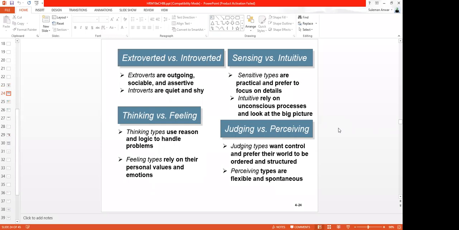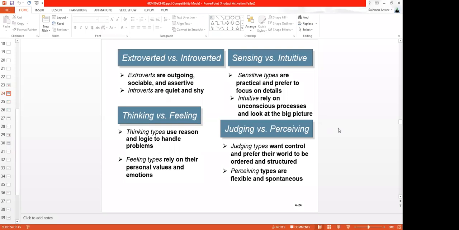The second category is sensing and intuitive. Sensing types are practical and prefer to focus on details, whereas intuitive types rely on unconscious processes and look at the big picture. Okay, so these are 2 different phenomena in personalities. Either the people are sensing or the people are intuitive.